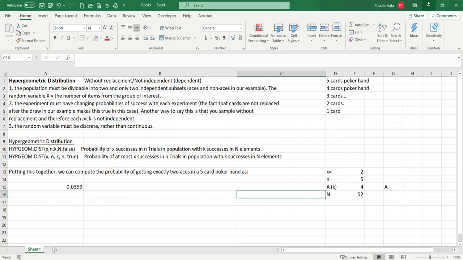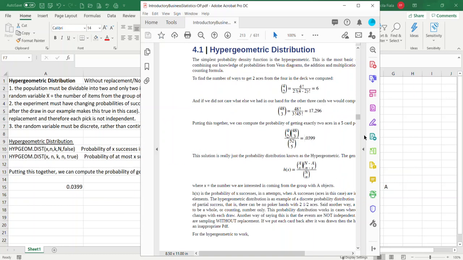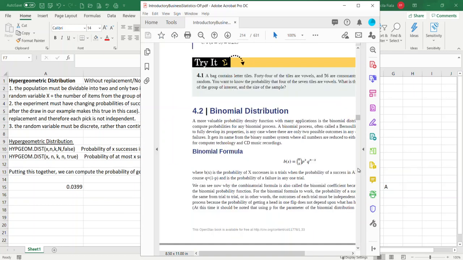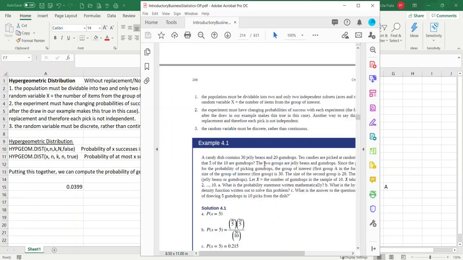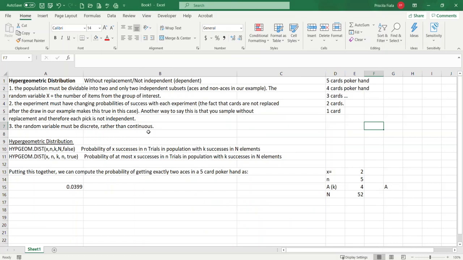And I'm not assigning any hypergeometric problems. I just wanted you to look at this information in the book and see, if I were to put this on your midterm for the hypergeometric, what the key points for a hypergeometric distribution would be.